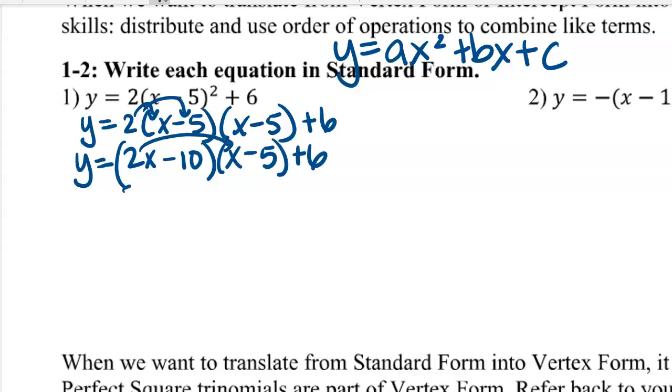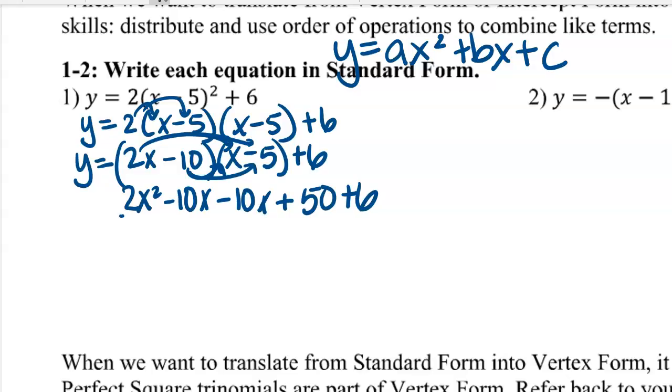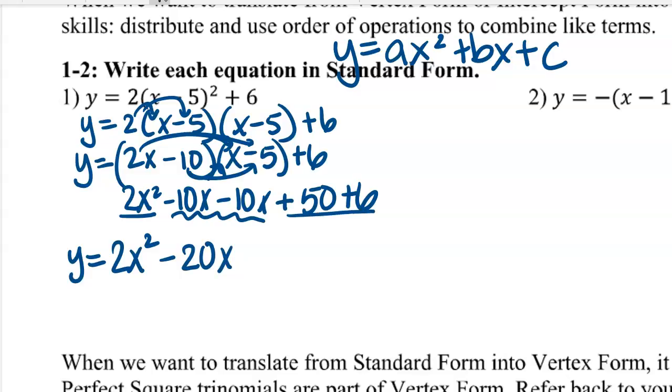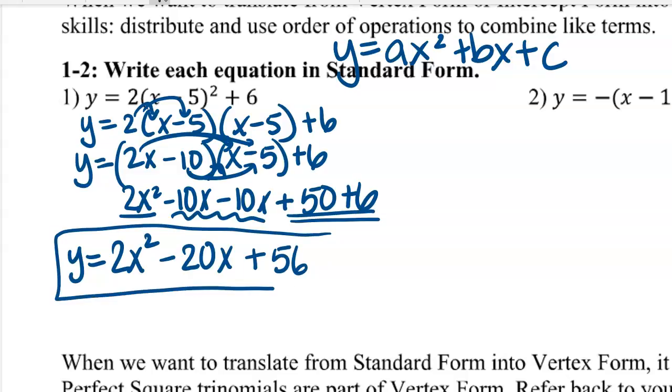2x times x is 2x squared. 2x times negative 5 is negative 10x. Negative 10 times x is negative 10x. Negative 10 times a negative 5 is positive 50. Drop the 6 down. Now 2x squared is its only term, so we can't do much, but we have this right here that would give us negative 20x, and these right here that would give us 56. And that is in the ax squared plus bx plus c form, and that is the standard form.